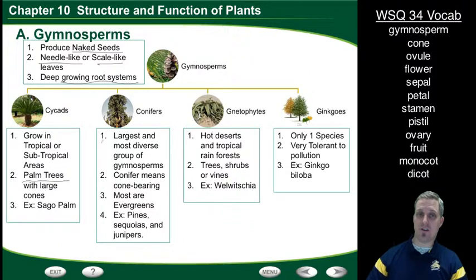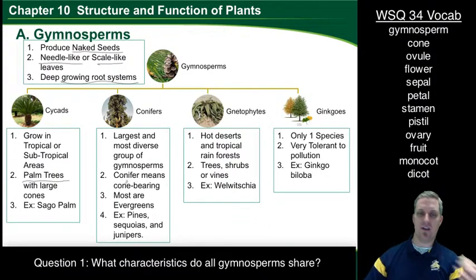The group that we're probably most familiar with, the second one, is conifers. Conifers are the largest and most diverse group of gymnosperms. Conifer itself actually means cone bearing. The majority of conifers fit into what we'd call evergreens. That means these plants never lose their leaves. These are plants like the pine trees, firs, sequoias, and junipers, all these plants that we think of that keep their leaves all year round.